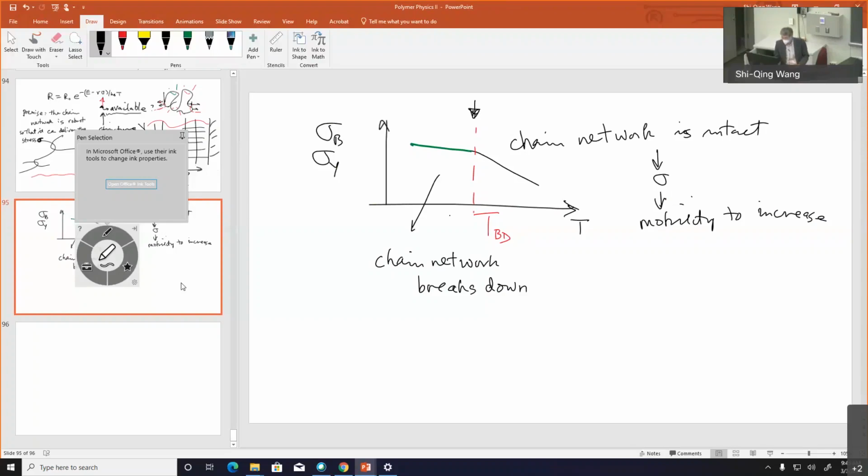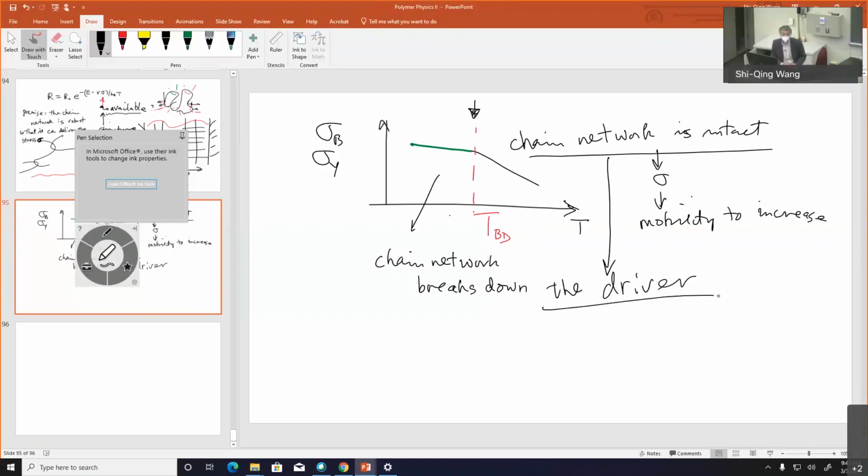Well, that's what's said here. Oh, well, it's not quite what it said. It only said the chain network is intact. But no, it's because the chain network is the driver. How about that?